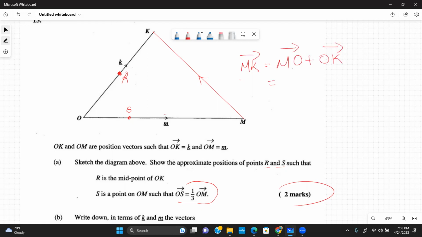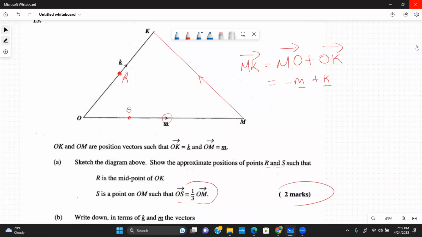M to O, this is the arrow going the other way. So it's going to be negative m because I'm going in the opposite direction. And then I'm going from O to K, which is the same as little k. That's the answer. And we're saying, look out for those things, look at your motion and things like that.